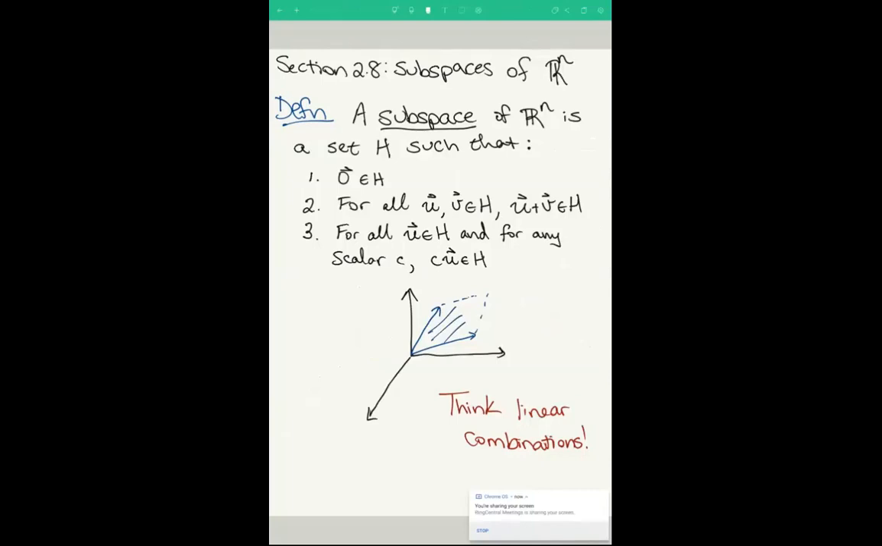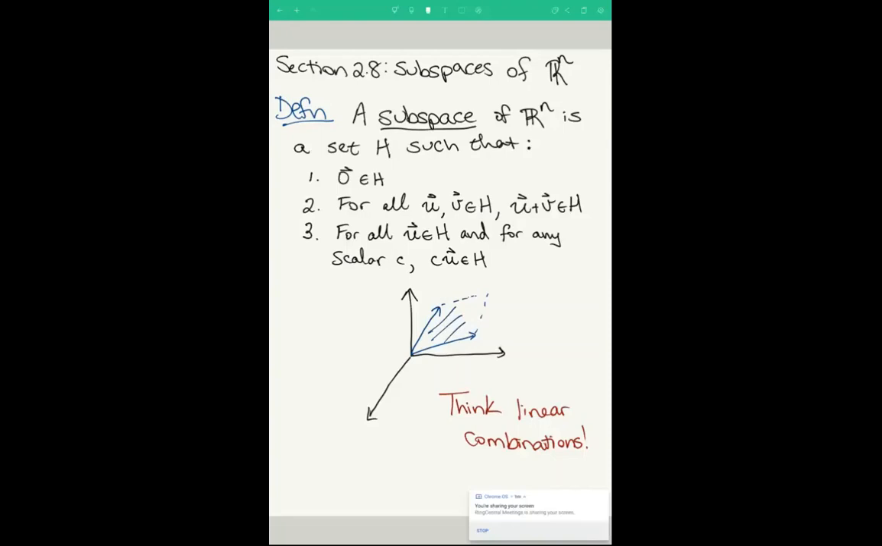Today we'll be talking about subspaces of Rn. So let's get started. A subspace of Rn is a set that has the 0 vector in it. Any two vectors that are in your subspace, if you add them together, that's also in your subspace. And you can take any scalar multiple of a vector in your subspace, which will also be in your subspace.